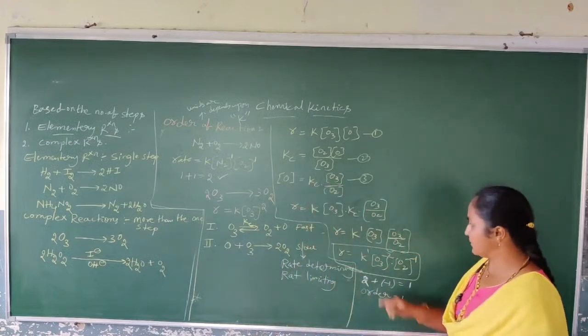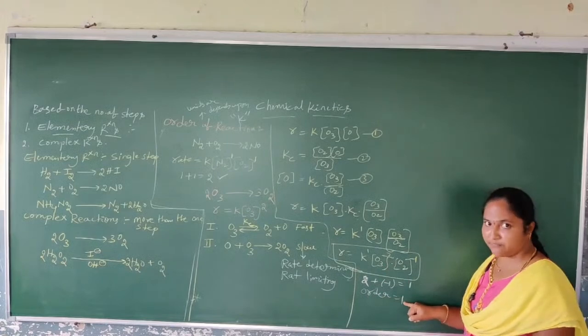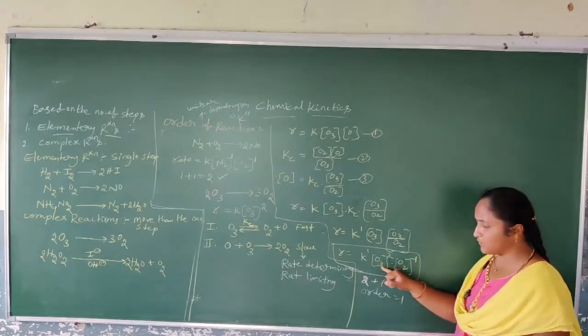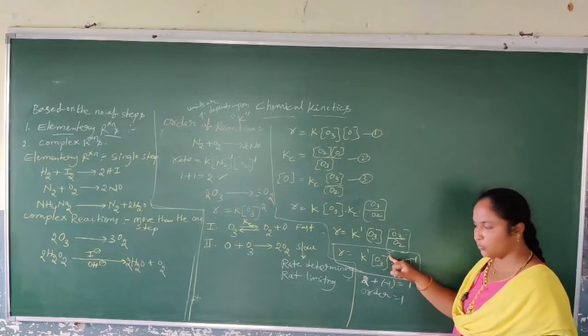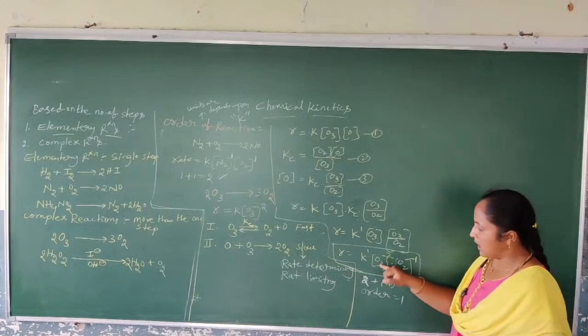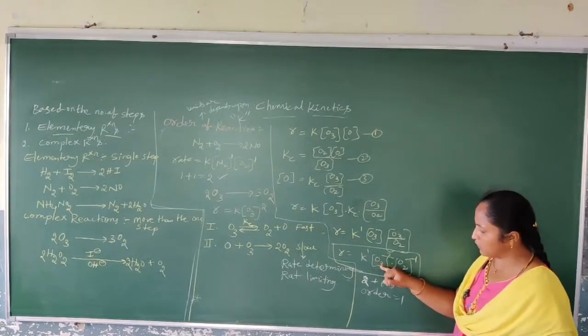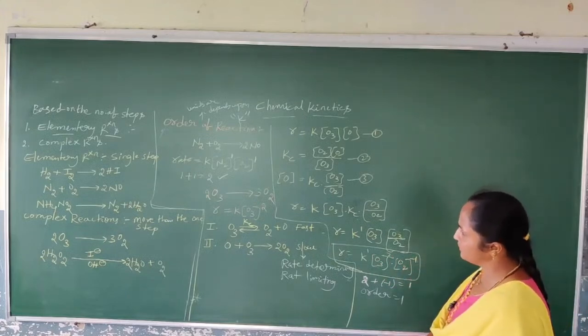And one more thing here. The total order of the reaction is 1. What is the order of reaction for O3? The order of reaction with respect to O3 is 2. The order of reaction with respect to O2 is minus 1.